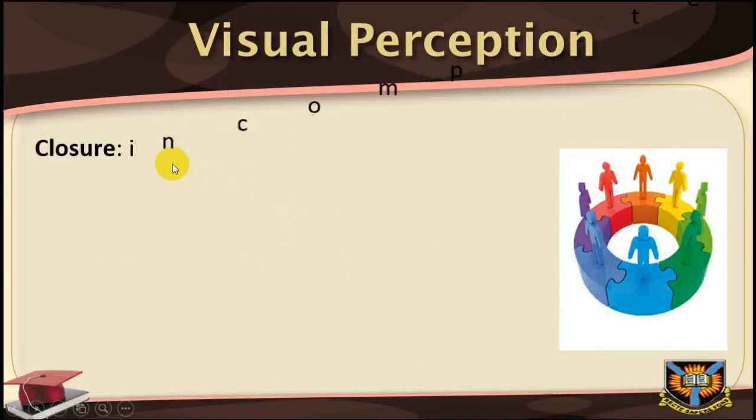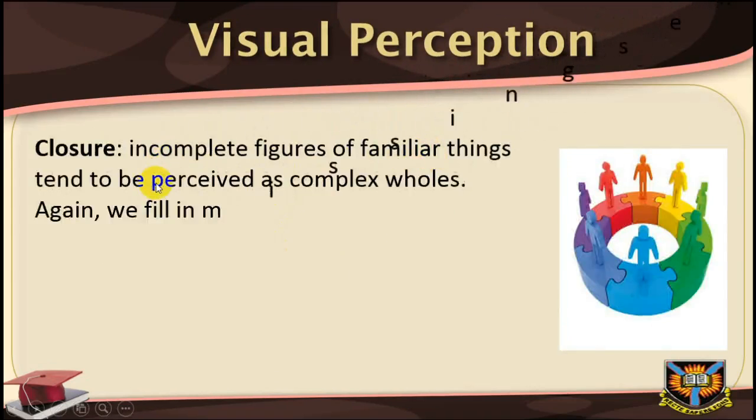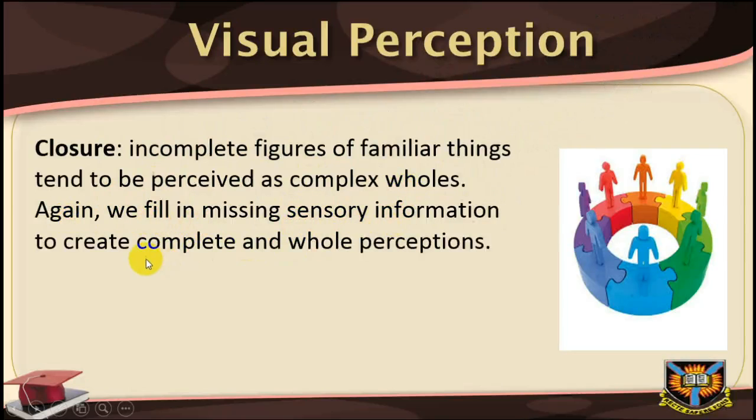Closure. Incomplete figures of familiar things tend to be perceived as complex wholes. Again, we fill in missing sensory information to create complete and whole perceptions.